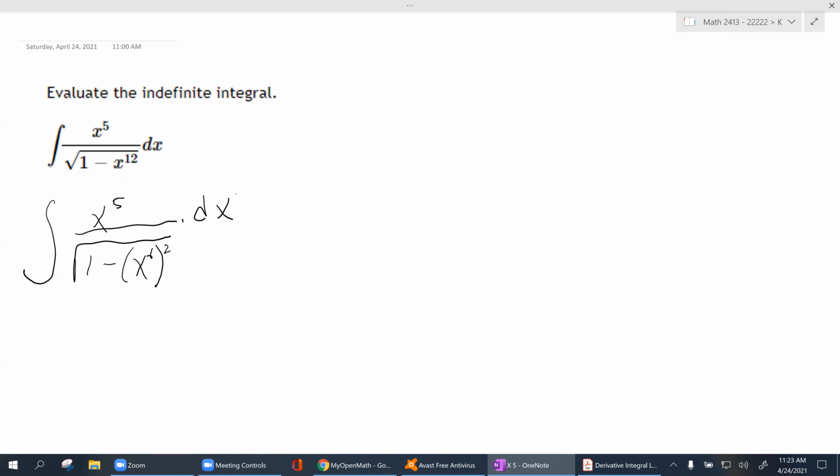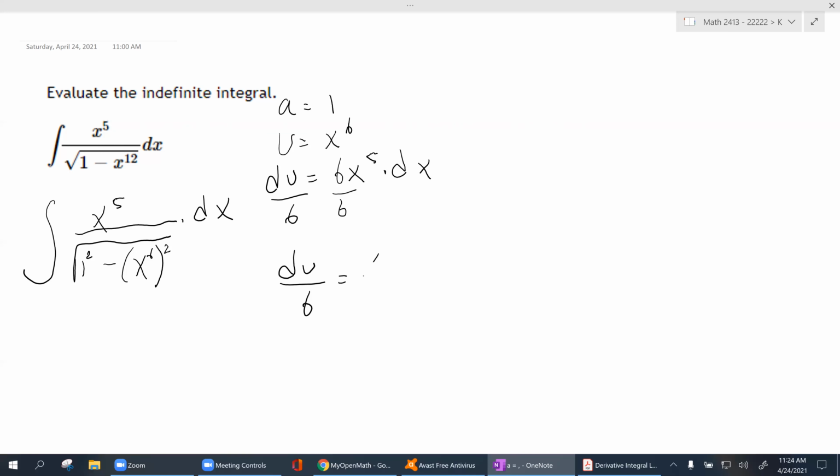Again, I would have to use u sub here. Let's find a. A is just 1, because 1 is the same thing as 1 squared. So my a is 1, my u is x to the 6th. While we're at it, du is equal to 6x to the 5th times dx. I have an x to the 5th times dx in my numerator, but I do not have a 6. That's fine. It's a coefficient, so I can factor that out.